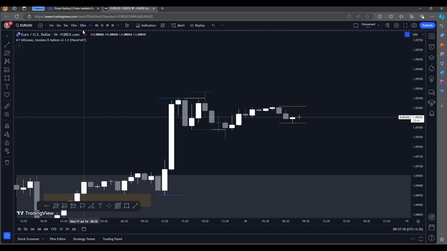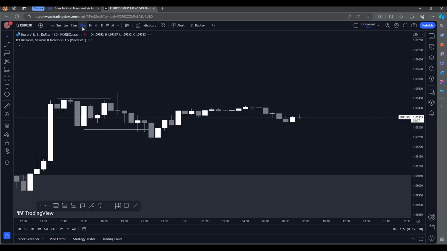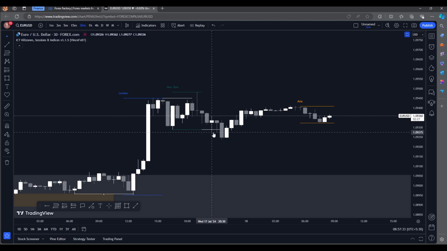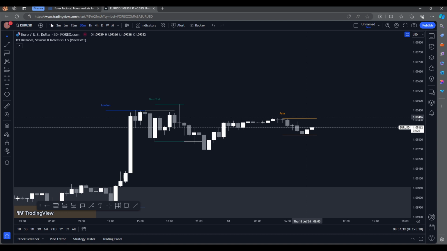So let's move to the 15 minutes to see if we have anything of a clear bias in the smaller time frames. Even in the smaller time frames, what we can see is that we have a closure below this candle. So most likely I'll be anticipating that we can be bearish at this phase and possibly go into the downward direction if we are going to sweep the Asia high.